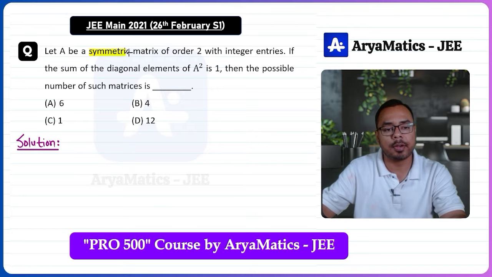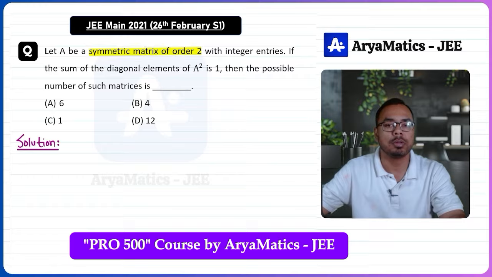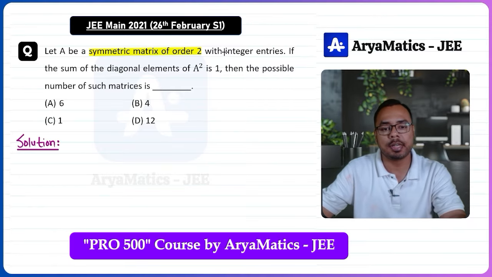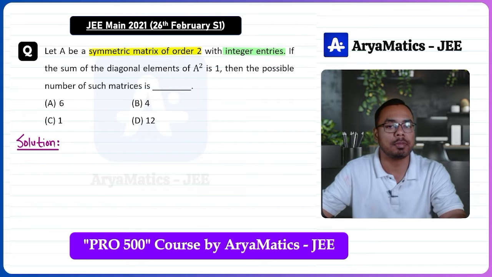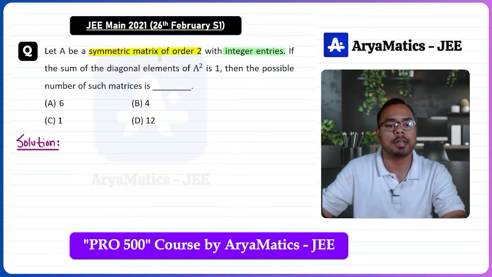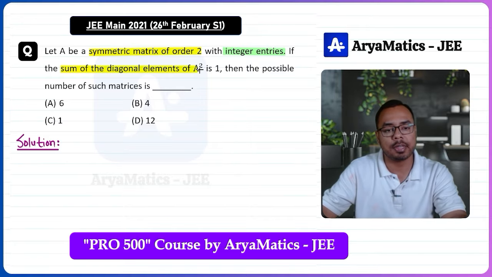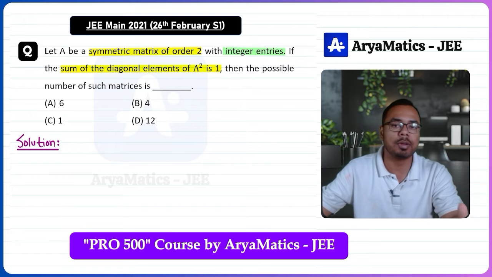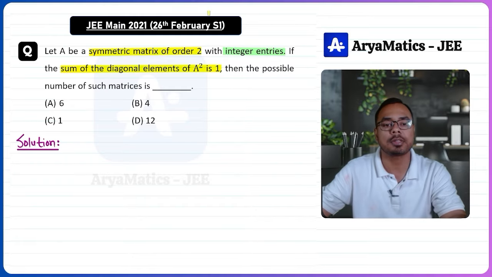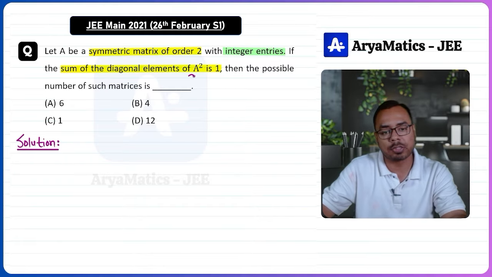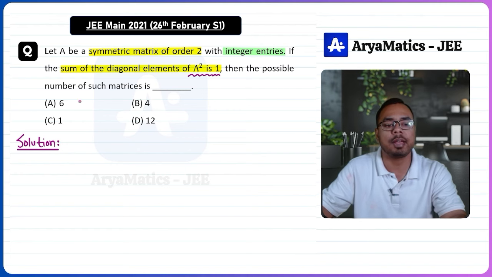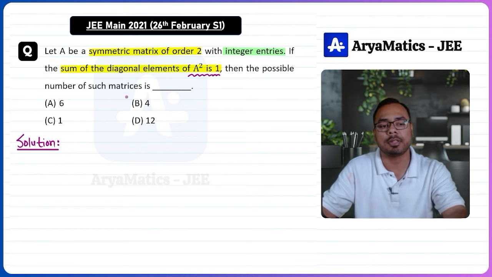Let A be a symmetric matrix of order 2, meaning A is a 2 cross 2 symmetric matrix with integer entries. So each entry of that matrix must be some integer. It is given that the sum of diagonal elements of A square is 1. Sum of diagonal elements means trace of the matrix. So for matrix A square, trace is 1. Then we have to find the number of possible matrices.